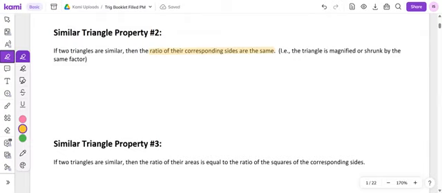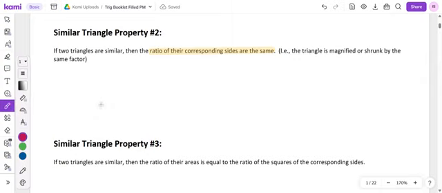So a triangle is magnified or shrunk by the same amount each time. One triangle that we did, every side was twice as long. Another triangle we did, every side was 3 times as long. So what do we write down? Well, here we're going to write down if triangle ABC is similar to triangle DEF, comma, then, right, we're writing these like really fancy math sentences, feeling really smart today.